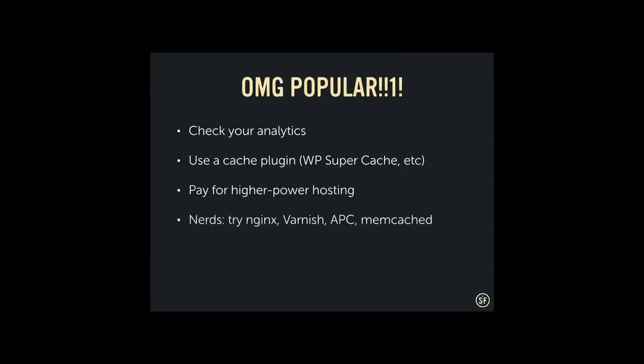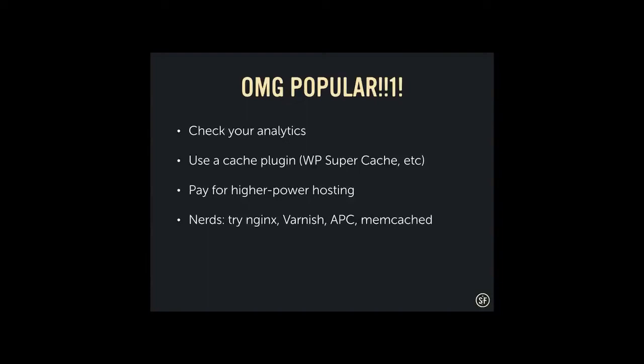And if you're a giant nerd, you can start looking at things like substituting the highly popular Apache web server that most of us use for Nginx, which is a lot leaner and faster. Instead of using a cache plugin, you could look at things like Varnish, which is a layer that sits on top of your WordPress site and does all that same caching for you, but doesn't run in WordPress itself.